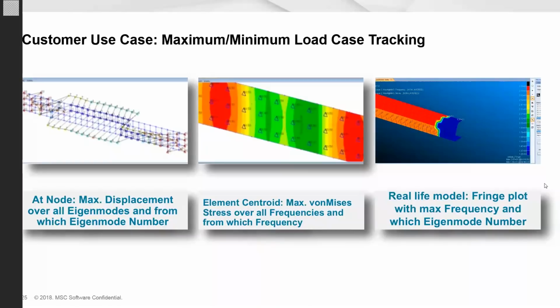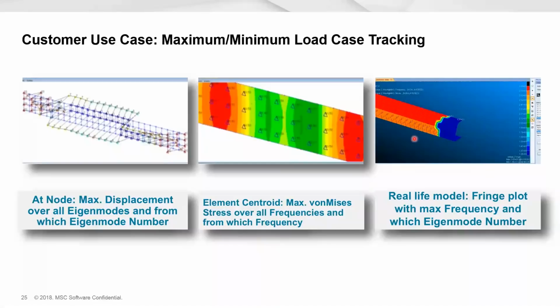And on the right side, you see a real-life model, which I have used to plot maximum frequency against eigenmode numbers. So what is important for this? You can create min-max result cases over each global variable: load case ID, mode number, frequency, eigenvalue, time step, or load step, or layer. So this is completely implemented in this tool.